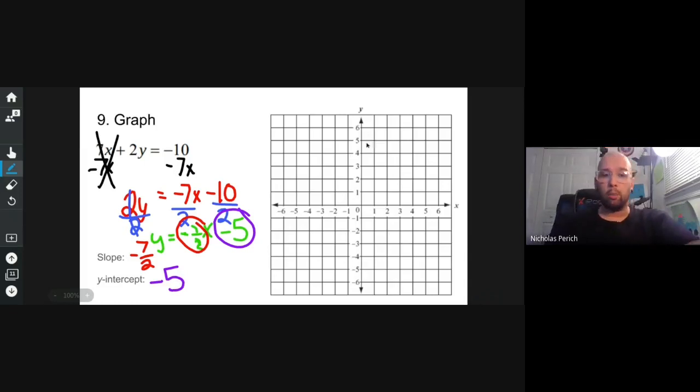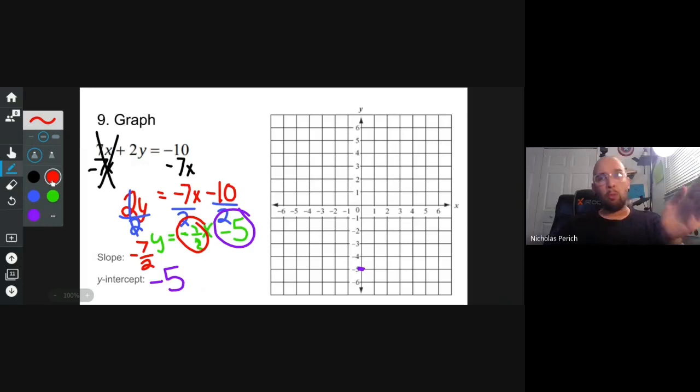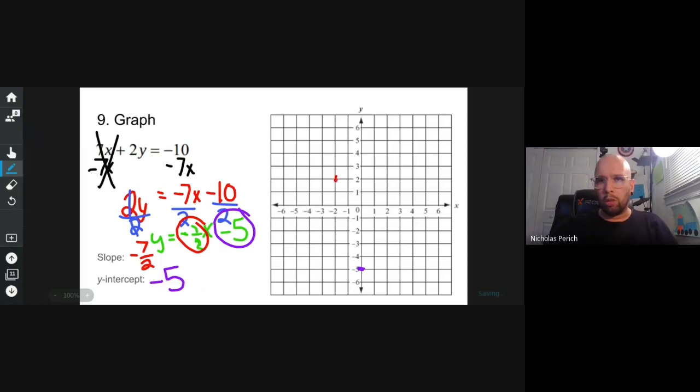Always start out by putting a dot on the y-axis where the y-intercept would be. So the y-intercept is negative 5. Put a dot there. My slope is negative 7 over 2. So it's another negative slope, which is up and to the left or down and to the right. I obviously can't go down 7, right 2. So I'm going to go up 1, 2, 3, 4, 5, 6, 7, left 1, 2, put a dot.